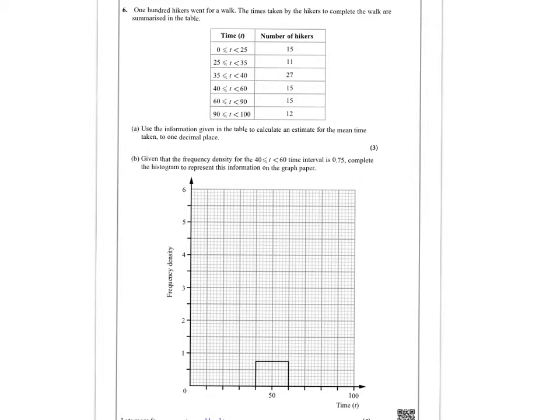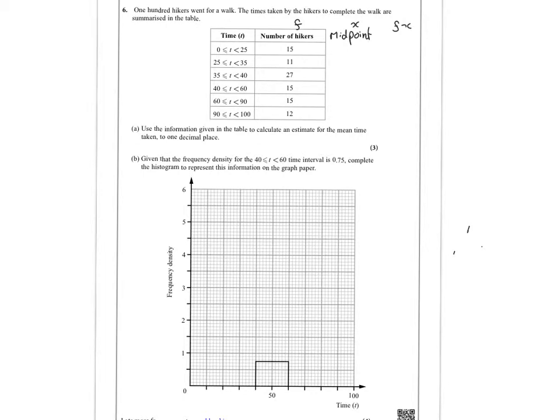Okay, so the mean we're going to get by doing the midpoint. So I'm going to work out all the midpoints. And I'm going to call that my x value. This is my f value. And then I'm going to work out my fx value to be the total.